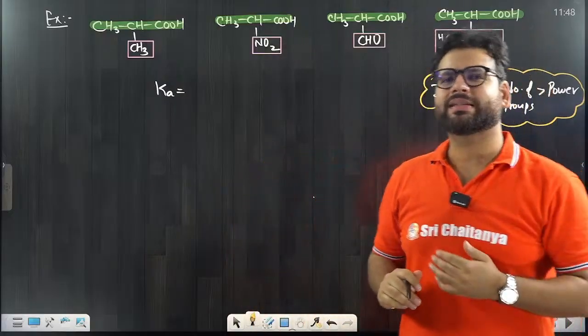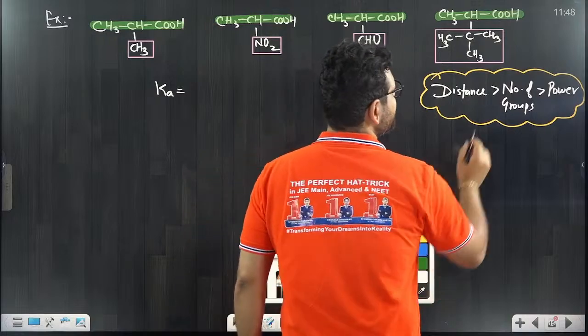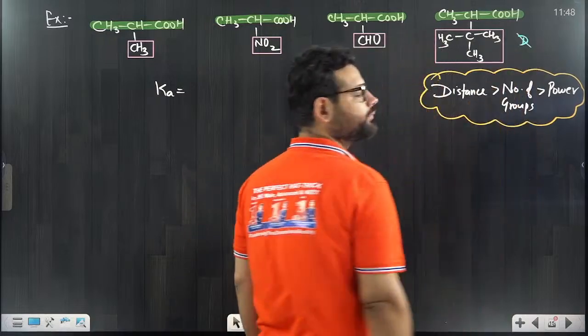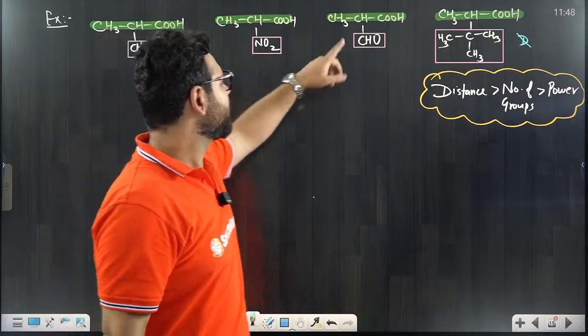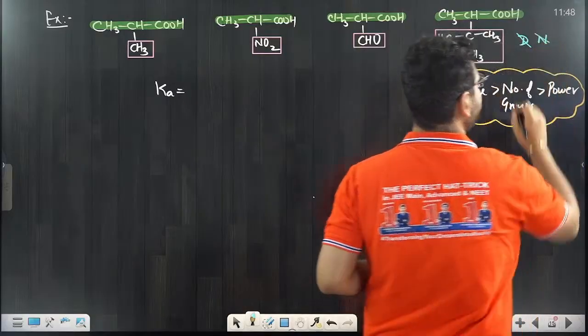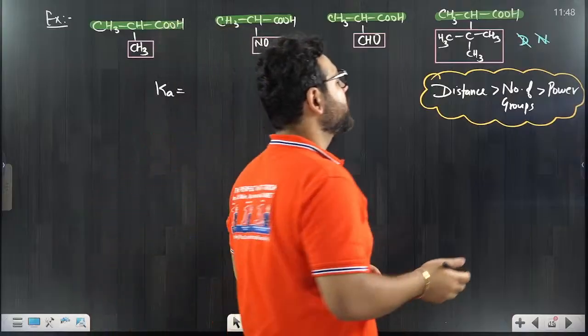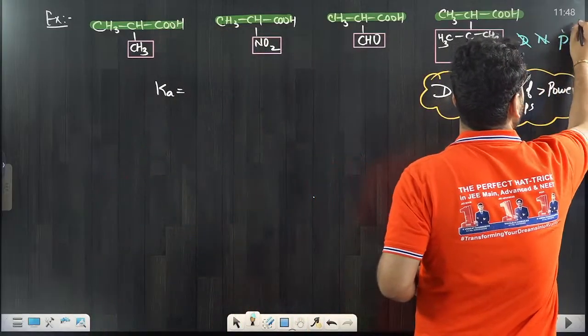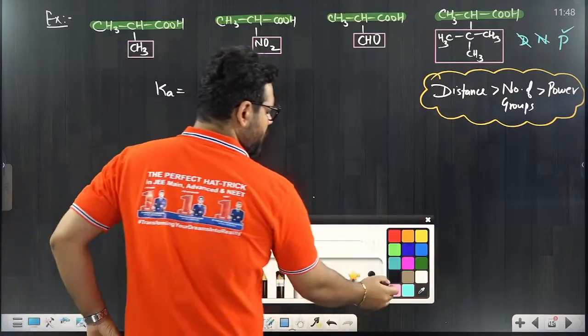So here distance became same, so I'm not able to check the distance. Distance is not able to decide. Next is number of groups. Here also one group, here also one group, here also one group, here also one group. So number is also not able to decide. Distance did not work, number did not work, so power will work. Check by power.